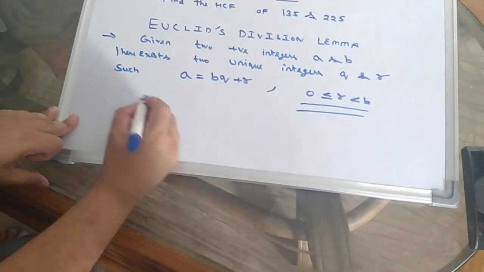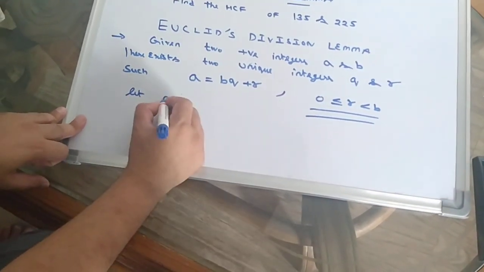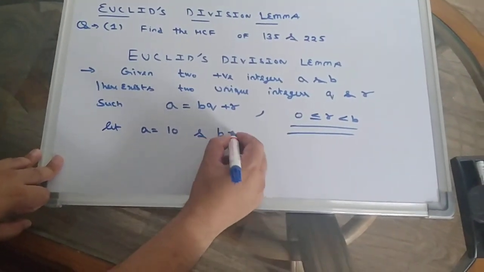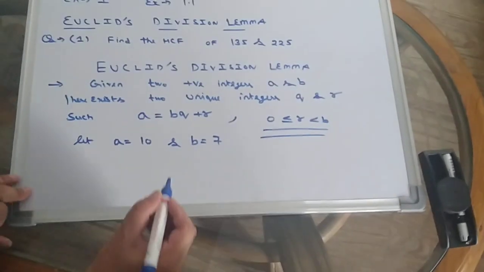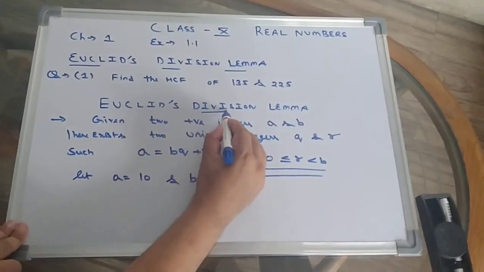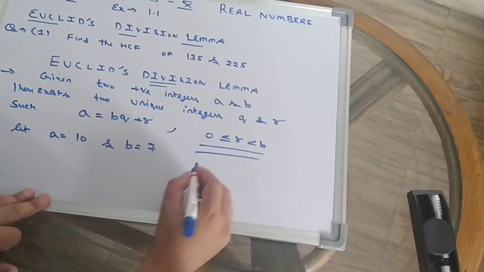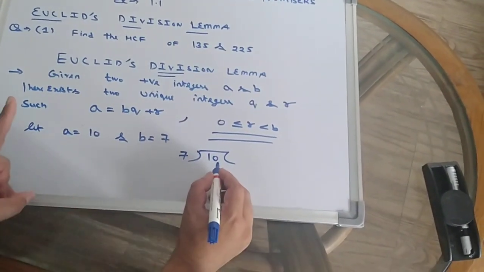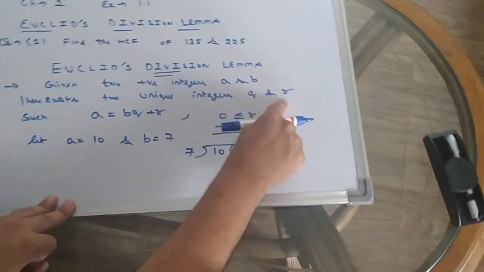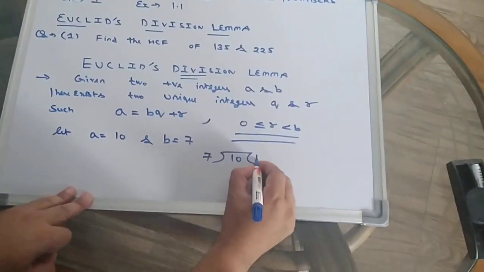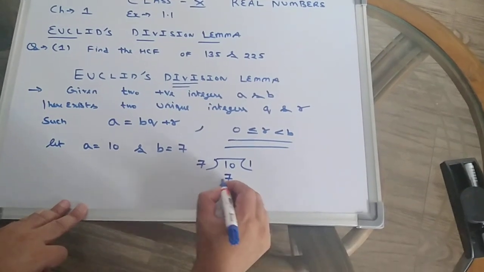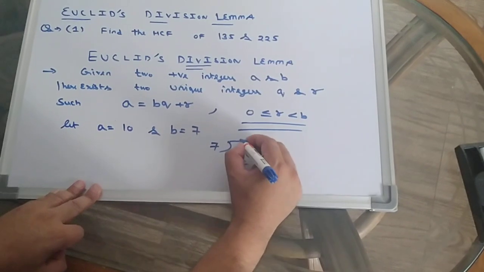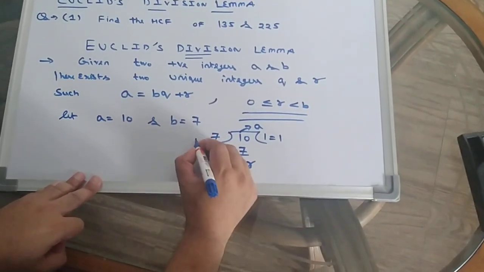I can give you an example. Let a is equal to 10 and b is equal to 7. Division stands for divide. Let us start the division. We divide 10 by 7. We get two unique integers q and r, meaning quotient and remainder. Our quotient is 1 and remainder is 3.